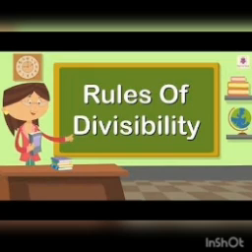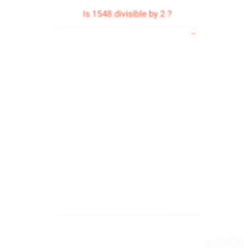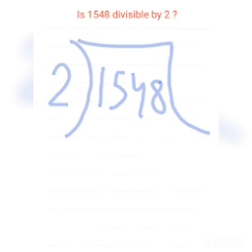Now I will tell you about some rules of divisibility. Today I will tell you about a few divisibility rules like 2, 3, 4, 5, 6, 9, 10, and so on. At times we need to find whether a number is divisible by 2 or not. So let us see. Can you tell me, is 1548 divisible by 2 or not? How will you find it out? One way is by actually dividing 1548 by 2 and seeing whether I get a remainder or not.